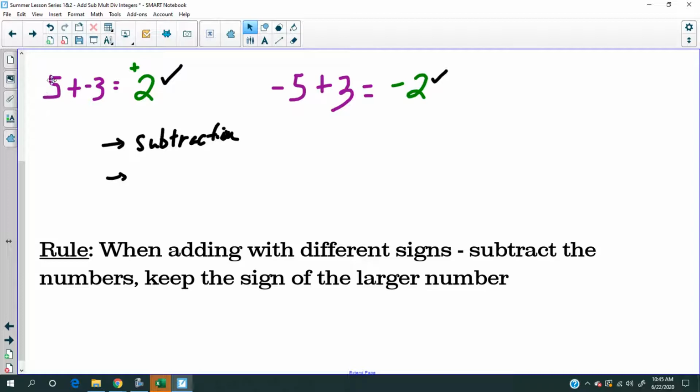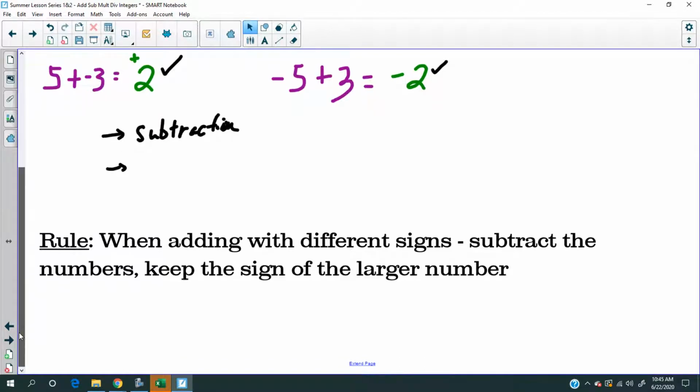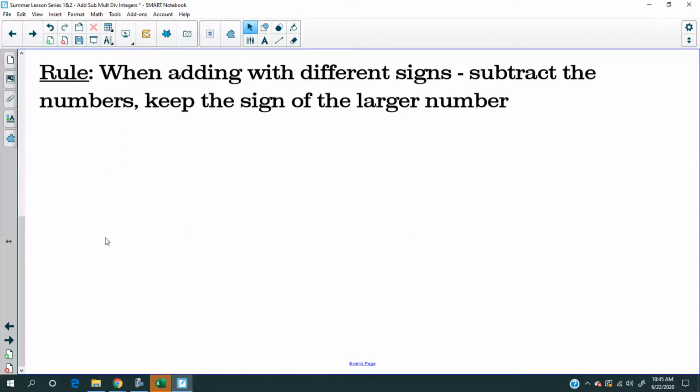So what's the larger number? 5, right? What's the sign? Positive. Answer, positive. On this one, you see that 5 and 3, the answer is 2, but what's the sign? Well, the larger number is 5. What's the sign in front of that? Negative. What's the answer? Negative. Okay, so let's do some examples. Let's practice.